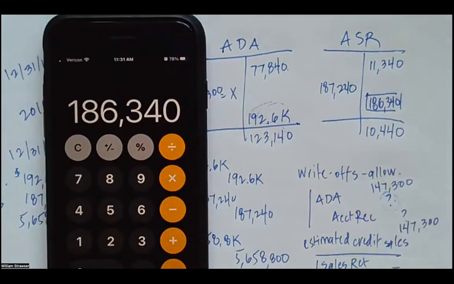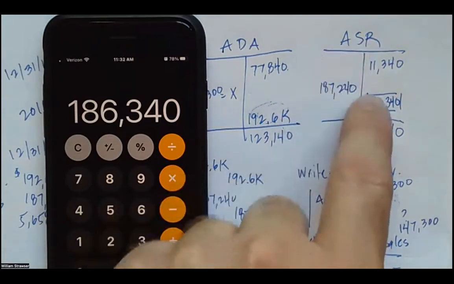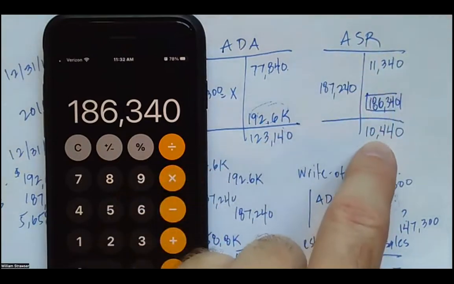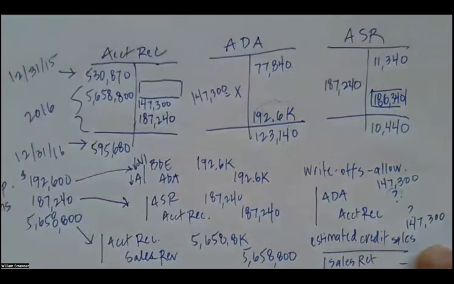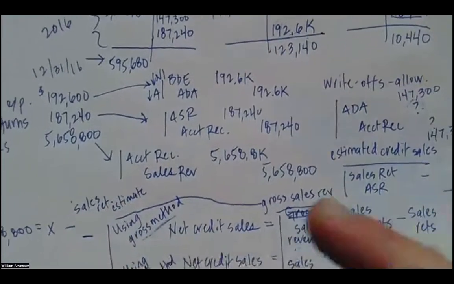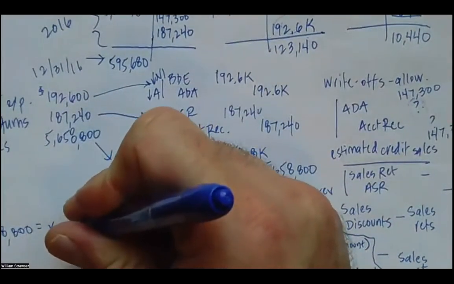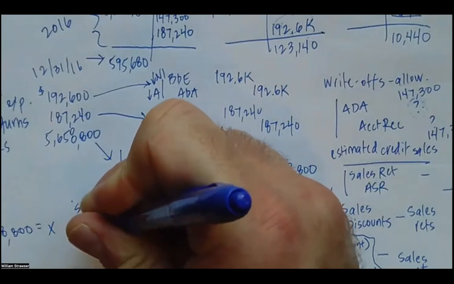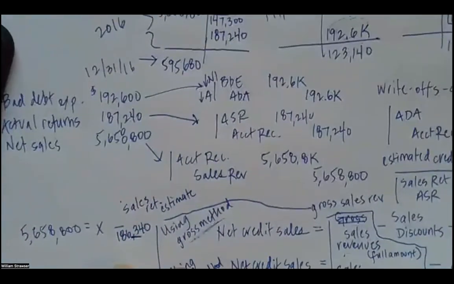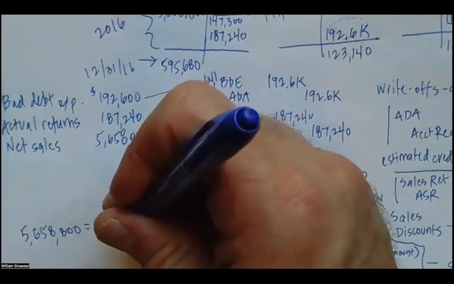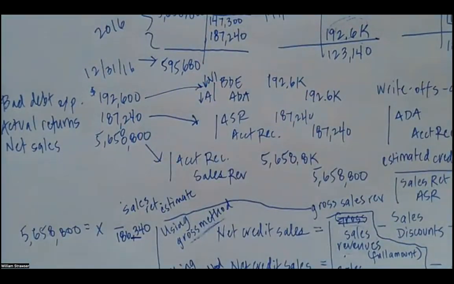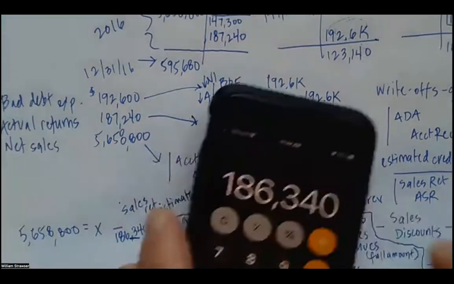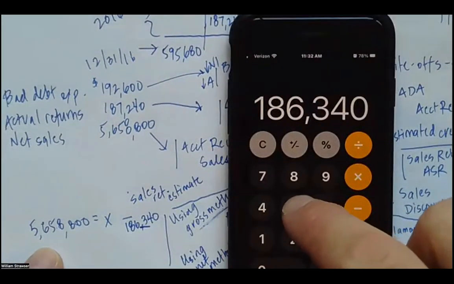$186,340 is what it's telling me would allow this account to appropriately reconcile with these entries. And so that is the amount of my estimated sales returns for the period, $186,340. And again, just solve for X. If we're subtracting off 186,340 to get to 5,658,800, then I just want to add 186,340 to that amount.